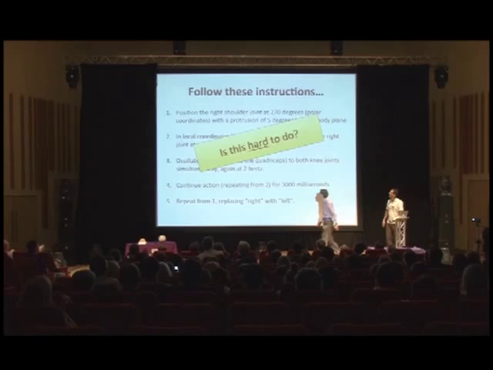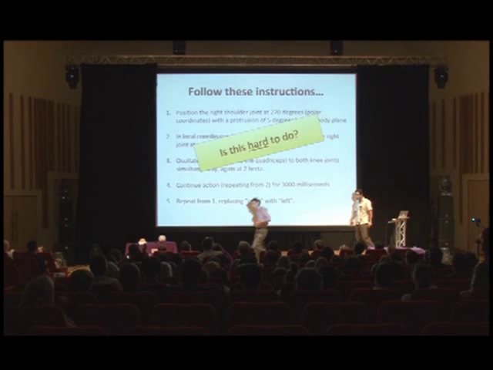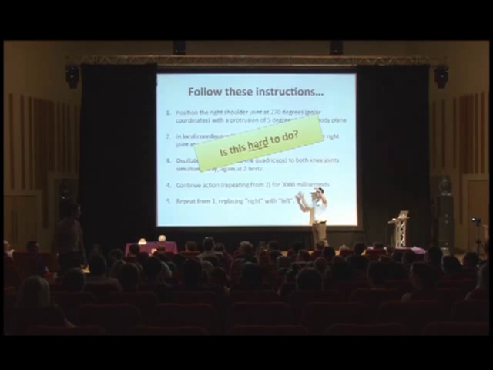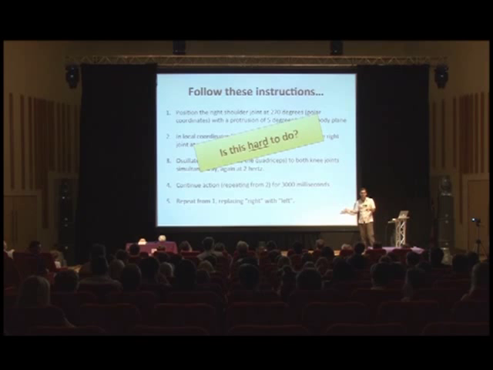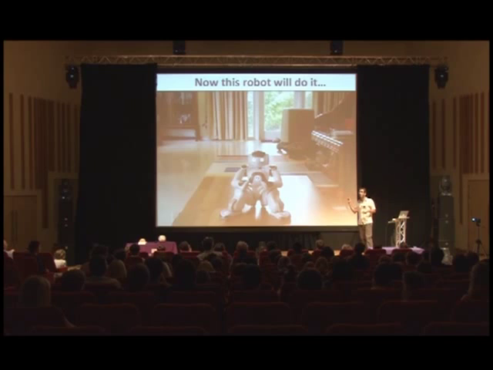So, was this hard to do, sir? Mr. James, was this hard to do? It was quite hard to do. So, I gave you a very precise list of instructions. So why was it so hard to do? Well, let's try something else. I'm going to get this robot to follow those instructions and see if it can do it better than you did. But I'd like everybody to just copy what the robot does.